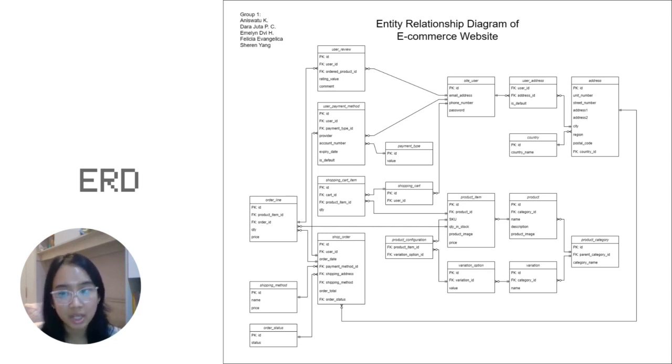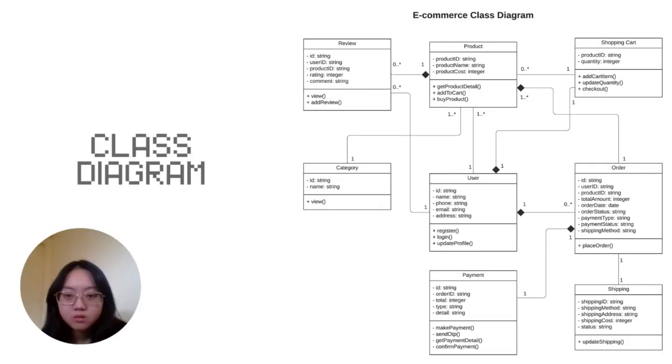Since it's like a table of combination, the product configuration must have one specific product item and one specific variation option. But the two of them, which is product item and variation option, can have none or multiple product configurations. So that's it, the explanation of ERD and its relationship.